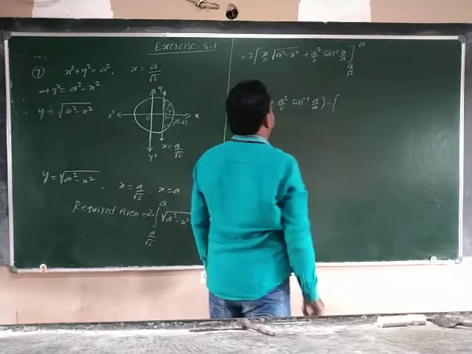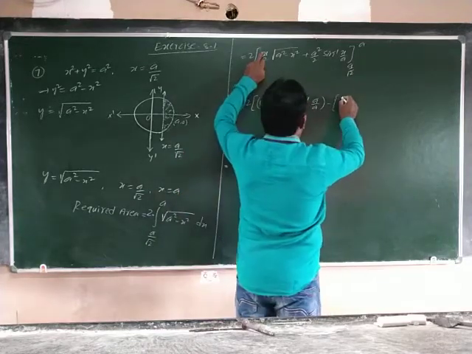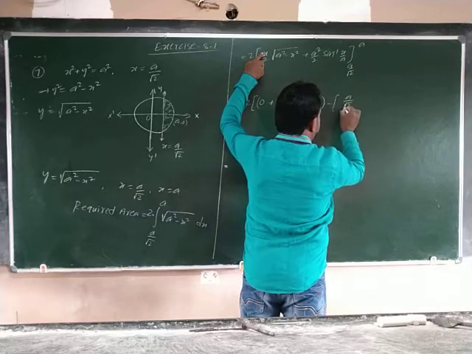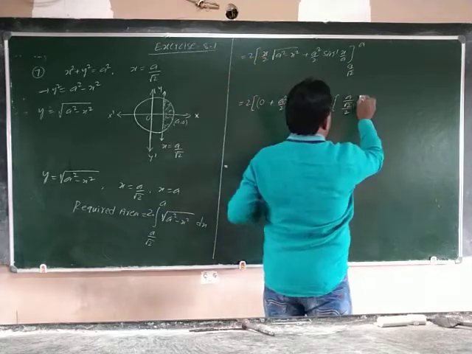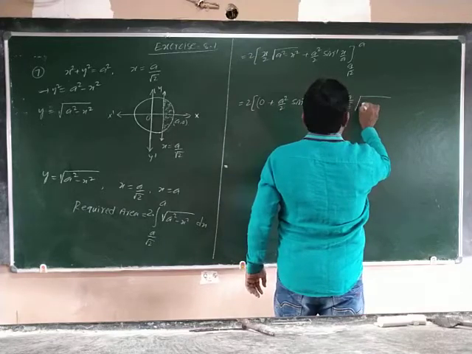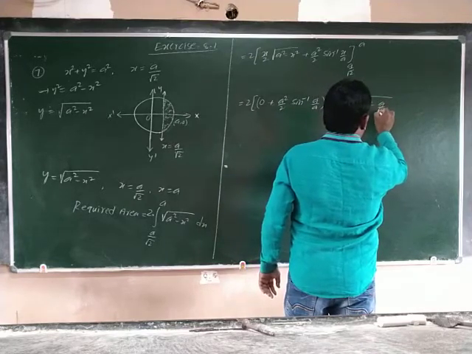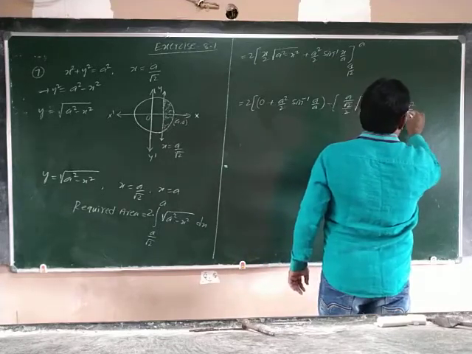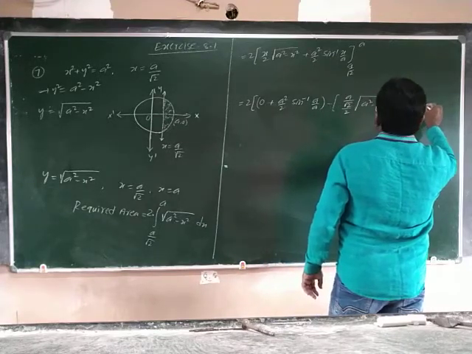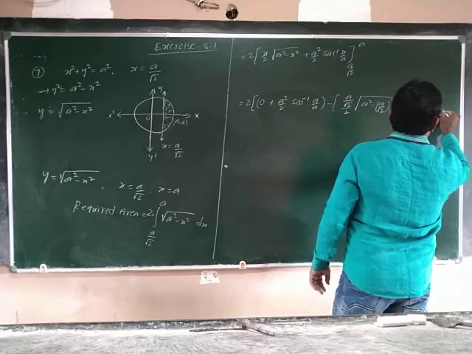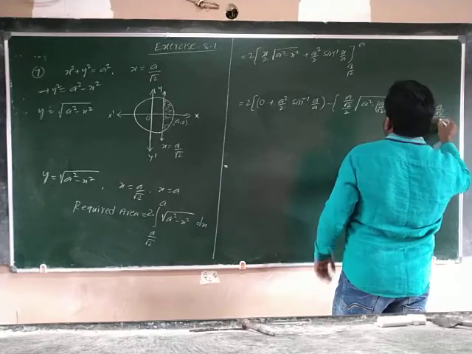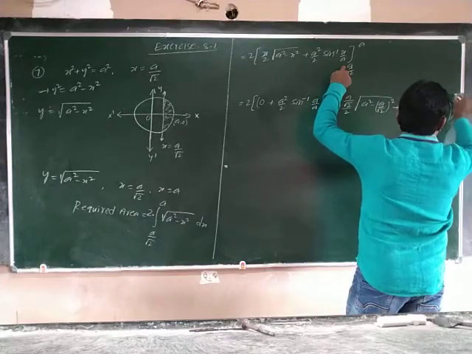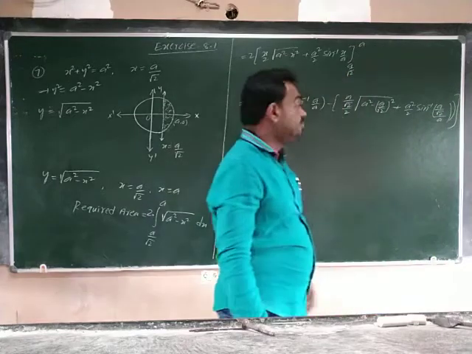Minus the lower limit now. That is, in place of x, a by 2. That is a by root 2 by 2 into square root of a square minus a by root 2 whole square, plus a square by 2 into sine inverse of a by root 2 by a. In place of x we substituted a by root 2.